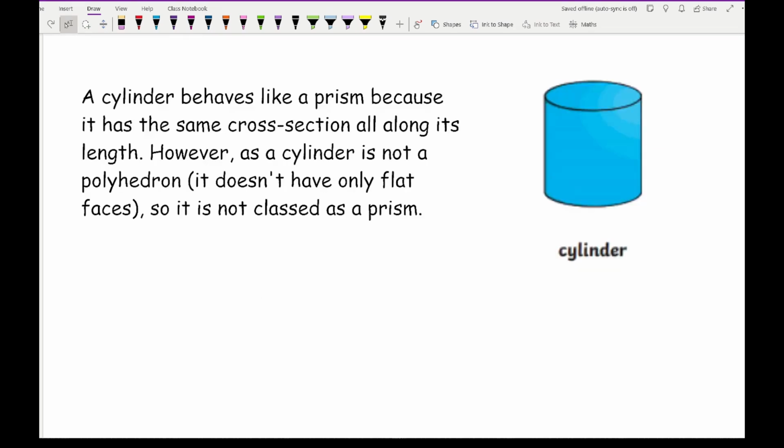Now one of the most common errors is believing that a cylinder is a prism. Now a cylinder behaves like a prism because it has the same cross section all along its length. However, a cylinder is not a polyhedron as it doesn't have only flat faces, so therefore it's not classed as a prism. So if you're ever asked to describe the shape that you see, please don't write a circular prism, because obviously a cylinder is not a circular prism.